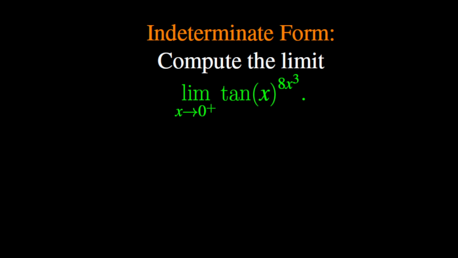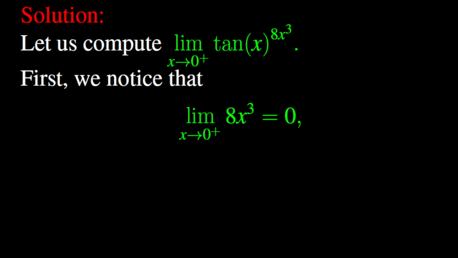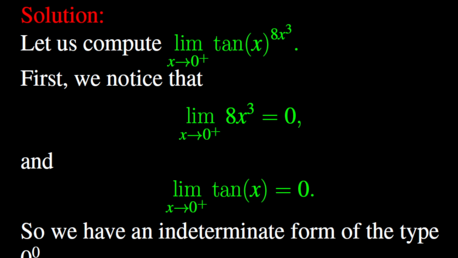In this problem, we are asked to evaluate the limit as x goes to 0 plus of the function tangent of x to the power 8x cubed. Firstly, we notice that the limit as x goes to 0 plus of 8x cubed is 0. Moreover, the limit as x goes to 0 plus of tangent of x is 0. Then, we have an indeterminate form of the type 0 to the power 0.